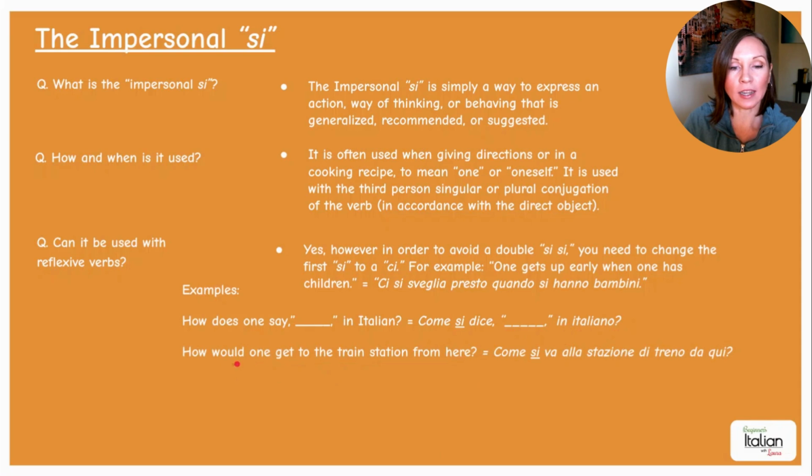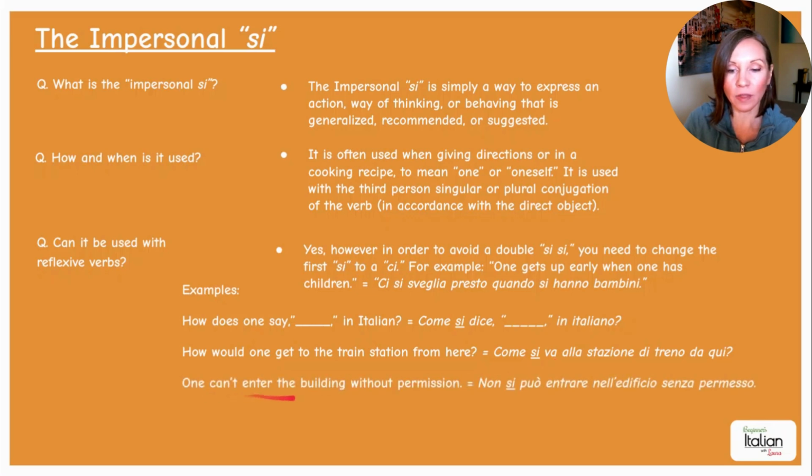How would one get to the train station from here? Come si va alla stazione di treno da qui? Okay, so again, we have the si, va. Okay, so this is the third person singular, va, and then we're just using the impersonal si, just placed directly before the conjugated verb.